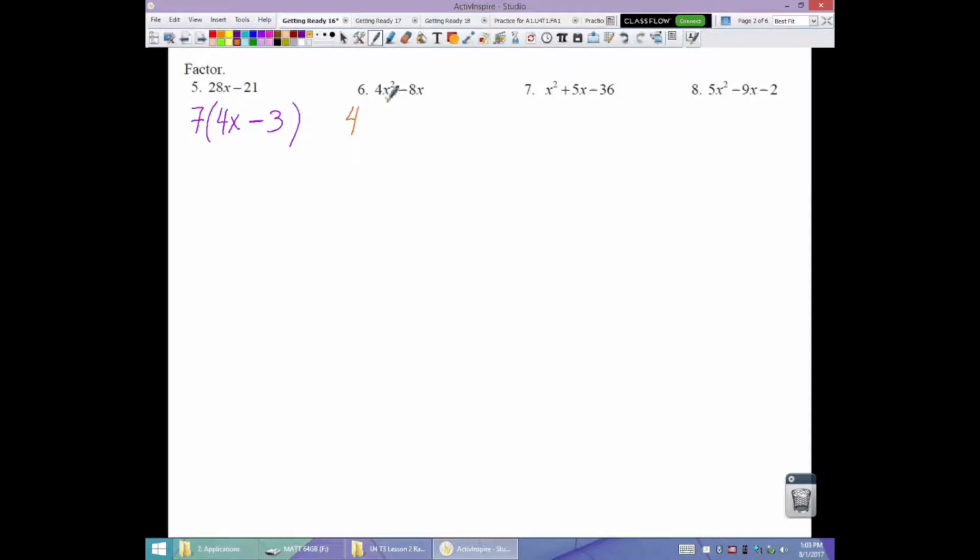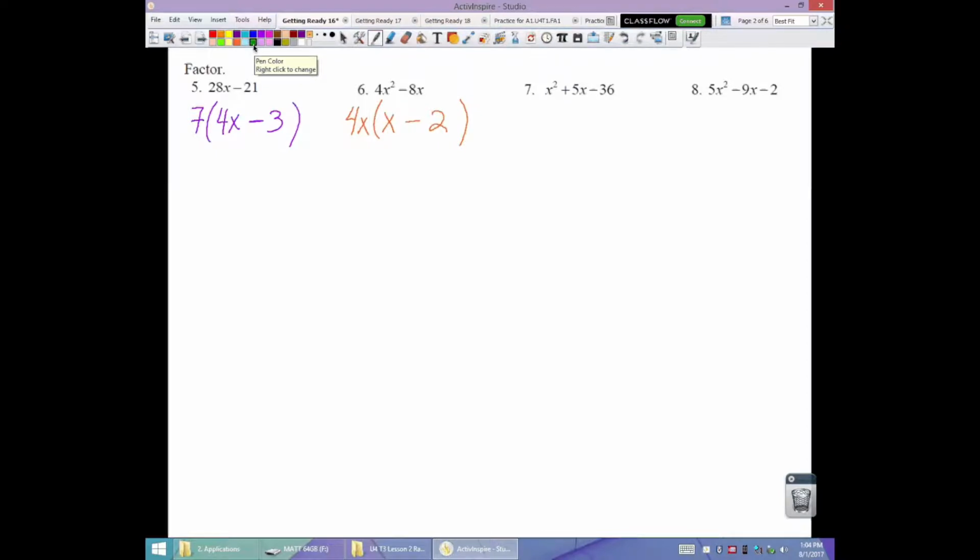Number 6, there is a GCF. We could take out a 4 and also an x. So 4x times x is 4x squared, and 4x times -2 is -8x. And again, when we look at x minus 2 in the parentheses, it is not a difference of two squares, so we are finished.